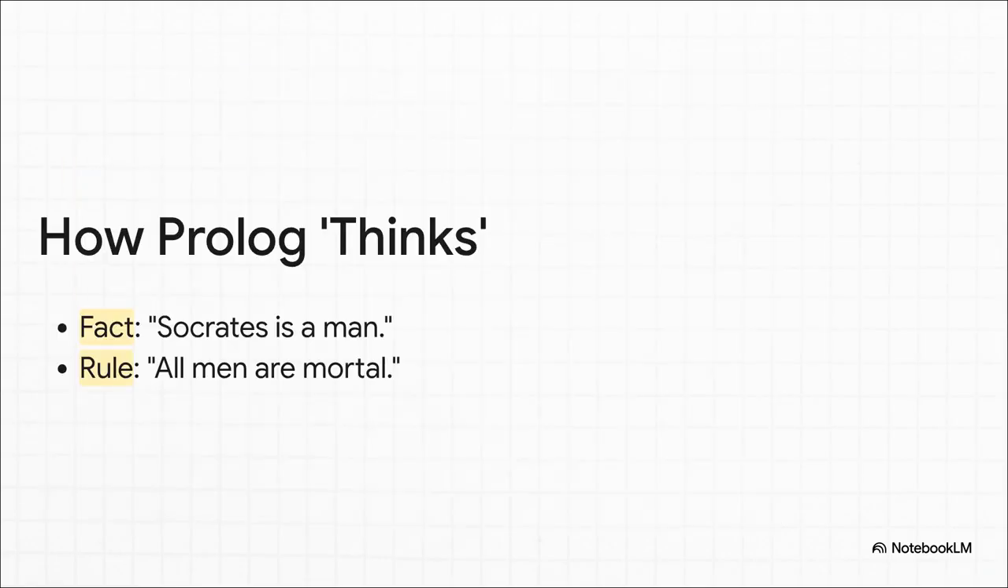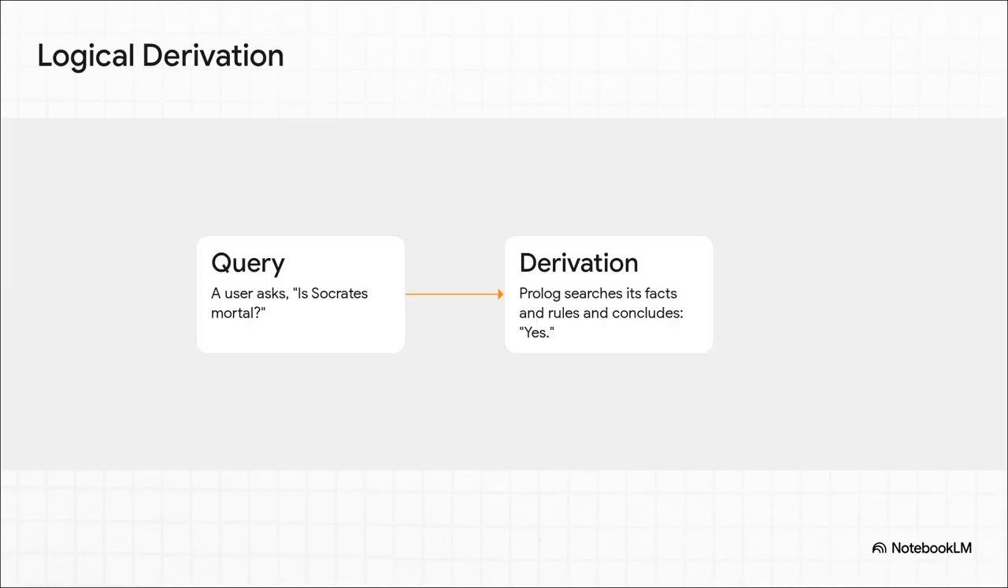Here's the classic example of how this all worked. You'd feed the system some simple, undeniable statements. First, a specific fact. Socrates is a man. Got it. Then you'd give it a general rule. All men are mortal. With just those two little pieces, the system now knows a fundamental relationship. So here's where it gets cool. When you ask it a question like, hey Prolog, is Socrates mortal? It doesn't just look for that exact sentence. Nope, it connects the dots. It sees the fact Socrates is a man, and it applies the rule all men are mortal to derive a brand new truth. It actually proves it.